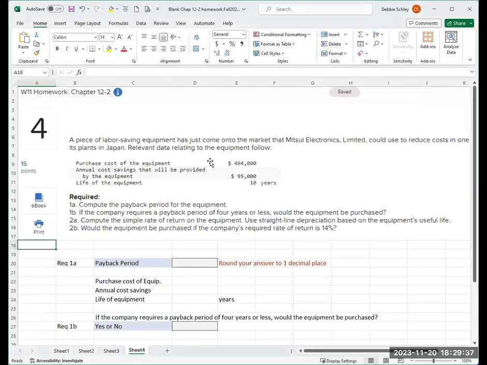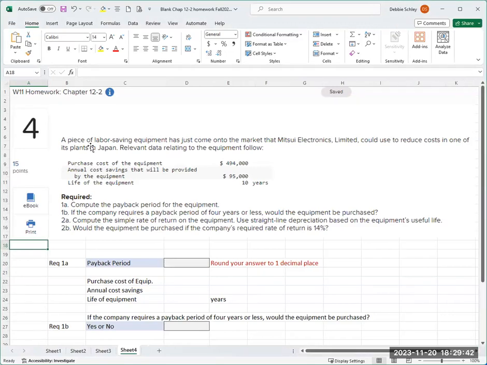Question 4. A piece of labor-saving equipment has just come onto the market that Mitsui Electronics Limited could use to reduce costs in one of its plants in Japan. Relevant data relating to the equipment follow. Purchase cost of equipment. So there's my initial investment. In this case, annual cost savings that will be provided by the equipment. That is our cash inflow, if you will.